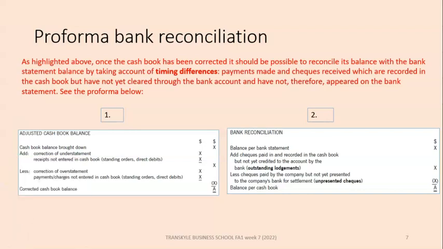Okay, once the cash book has been corrected, it should be possible to reconcile its balance with the bank balance by taking account of timing differences. And these timing differences, like I said, ladies and gentlemen, are just two. That is, payments made and checks received, which are recorded in the cash book but have not yet cleared through the bank account and have not therefore appeared on the bank statement. So we have to see this pro forma here.